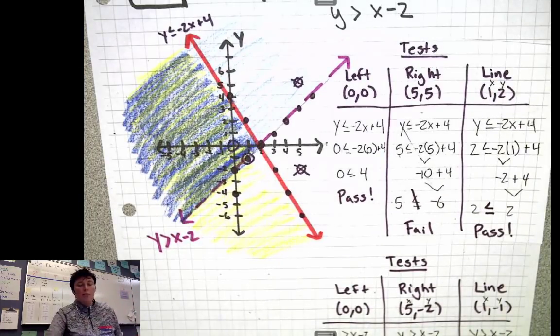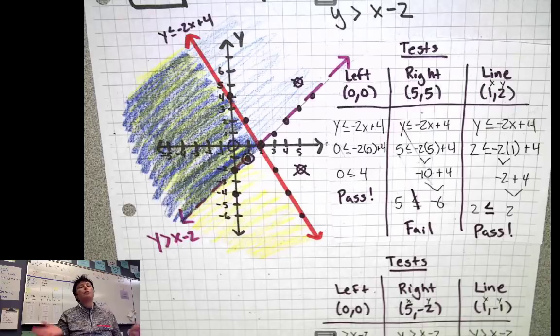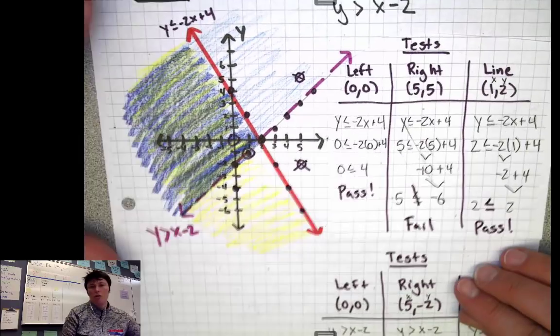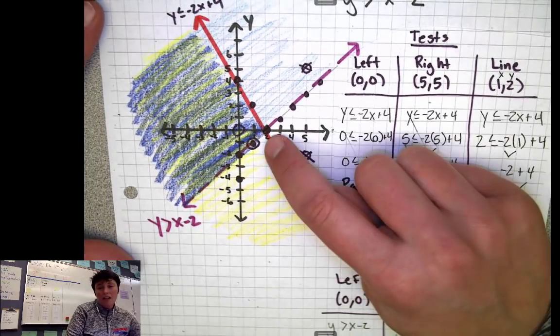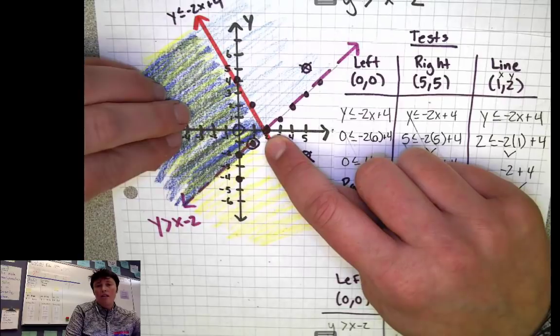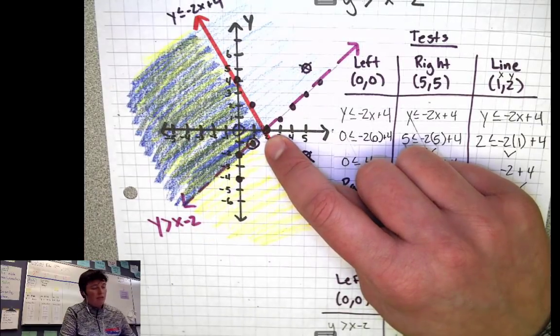So this is the idea with these systems problems. What we're going to be doing is still testing points, still shading left and right, but now we're looking for dark overlap. Where are the two lines overlapping their shading? And so the solution for this system is not the point of intersect, it's the point of overlap. So there's a lot more to it with a system of inequalities.